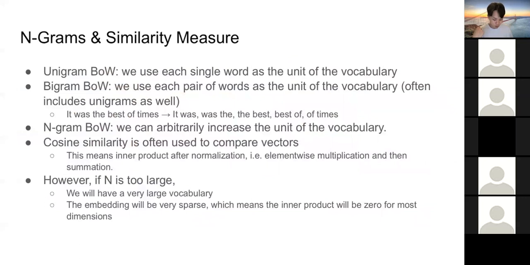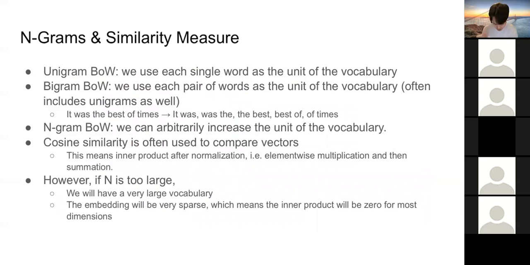What we just showed you is a unigram bag of words, which means the unit of the vocabulary is a single word. But we don't have to use just one word as the unit of the vocabulary. It's also possible to use up to two words for the vocab.